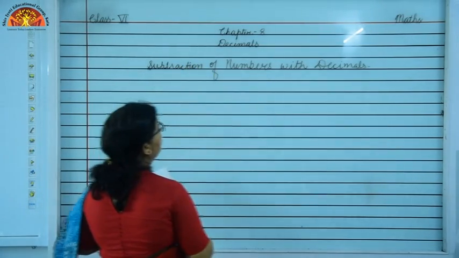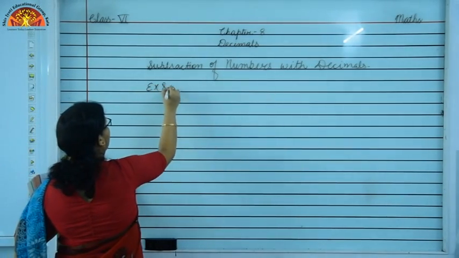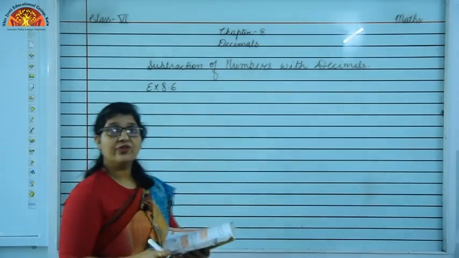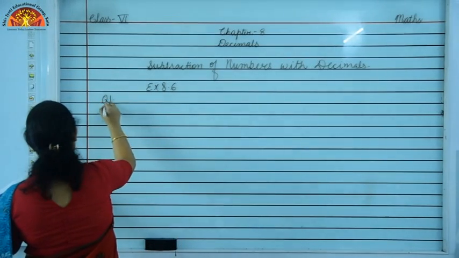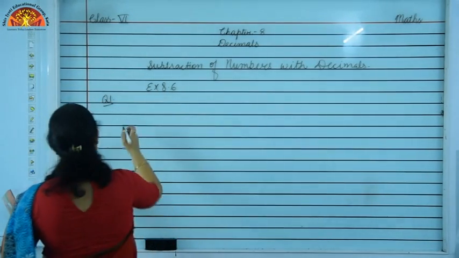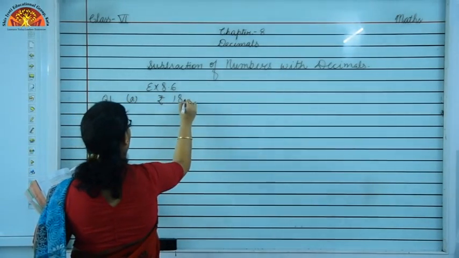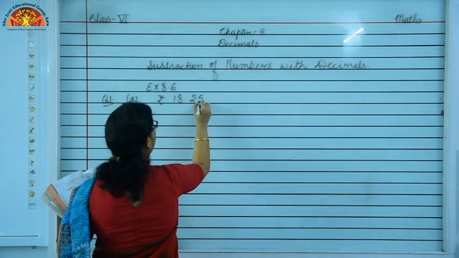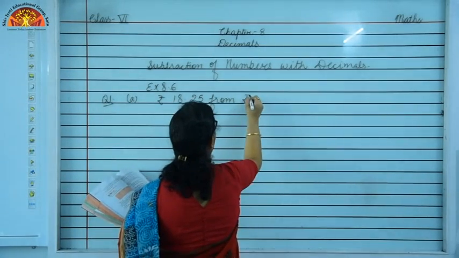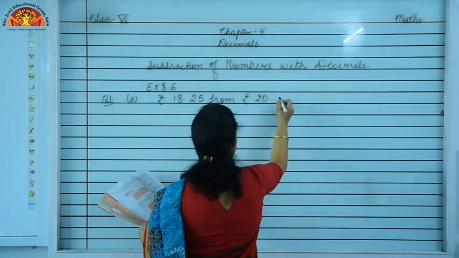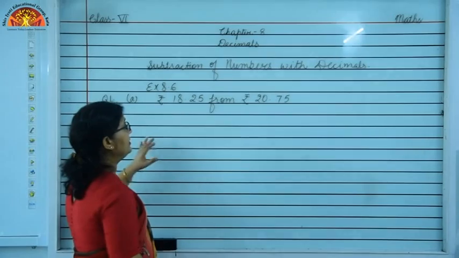Now subtraction of numbers with decimals. In this, we take questions from exercise 8.6, question number 1. Subtract rupees 18.25 from rupees 20.75. Look here, same method we use here to subtract the numbers.